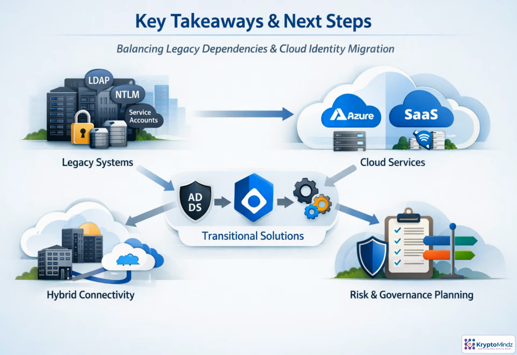The main lesson is to design for reality. Before moving identity services, uncover LDAP, Kerberos, NTLM, service accounts, hard-coded domains, and vendor limits. Then choose where each workload belongs: on-premises, Azure, SaaS, or retired. Transitional patterns can reduce risk while legacy constraints are removed. Next, we turn these architecture choices into migration plans with rollback, governance, and decision gates.